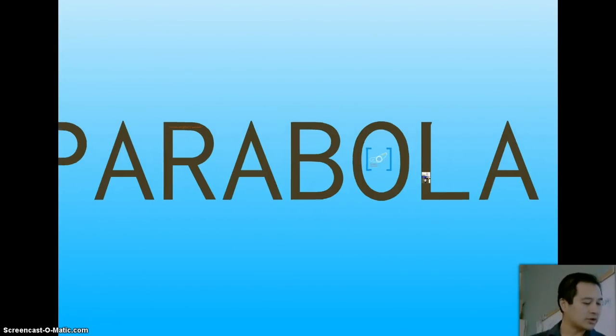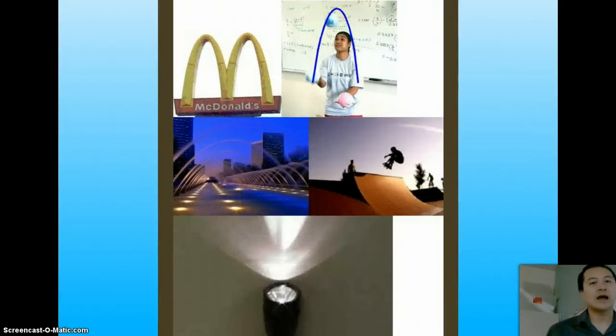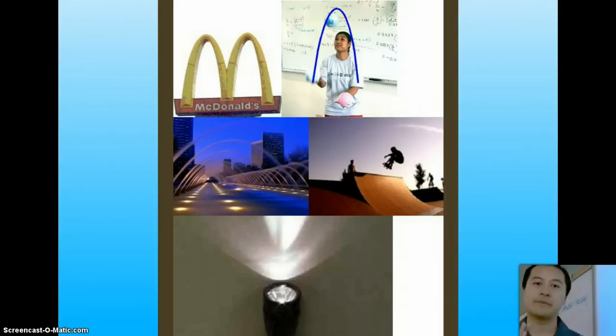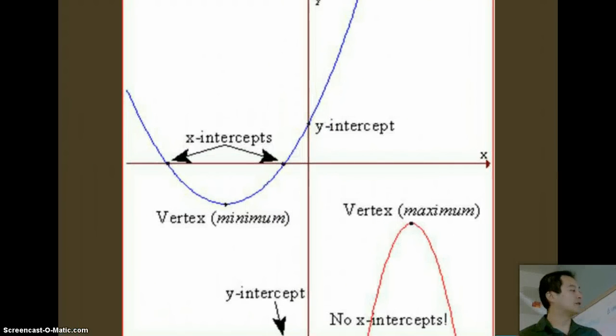I showed you a couple pictures here. This is kind of where you might see parabolas. You might see it in juggling, throwing a ball, baseball. You hit a ball up, it comes down. That makes the shape of a parabola. Curves, ramps, water shooting up and shooting down, flashlights. All those are parabolic shapes. That's really interesting, and you can do a lot of application with that, and we'll talk about that a little bit later. So basically, we're talking about parabolas, which look like this.